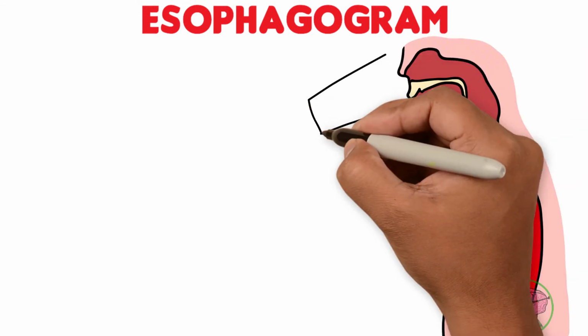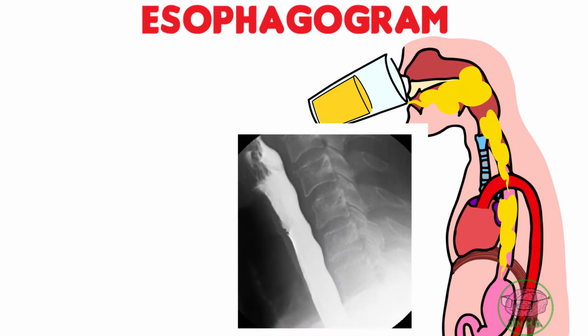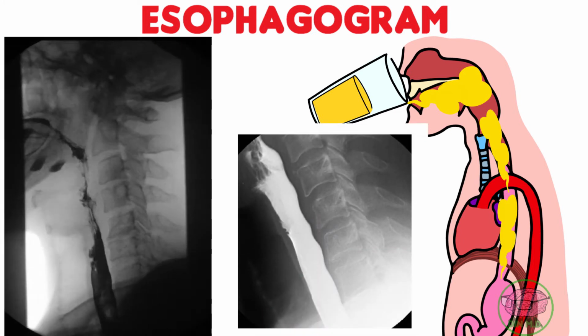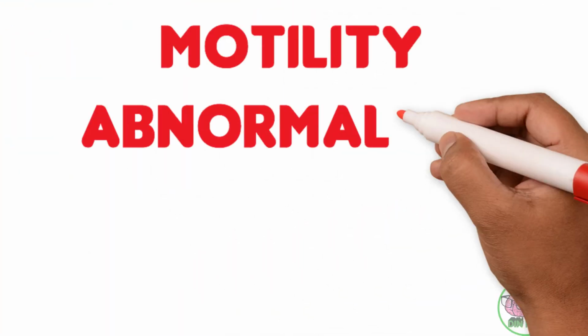And finally, an esophagogram, also known as barium swallow, consists of the patient swallowing a solution made of barium. Since barium is a metal, it appears white on X-ray, so we can see the anatomy of the esophagus clearly. We'll begin with the motility abnormalities.